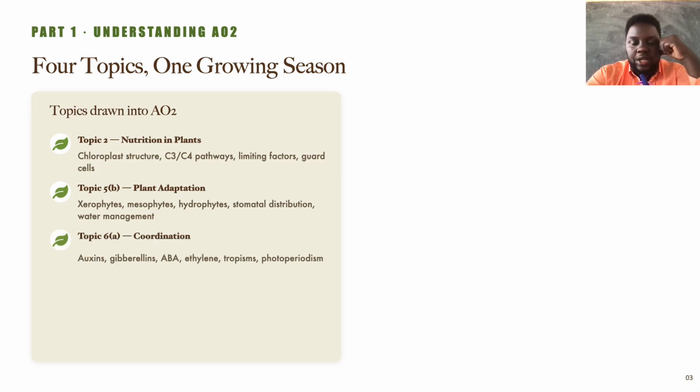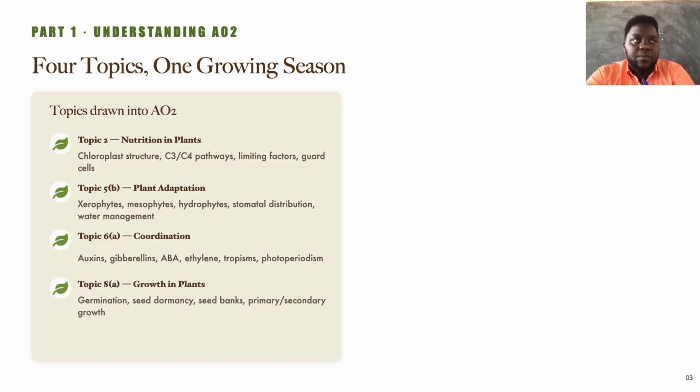Topic 6 is about coordination. And specifically in plants, coordination means hormones, auxins, gibberellins, abscisic acid, usually what we call ABA, and another hormone called ethylene, plus behavioral responses like tropisms, which are directional growth responses, like plants bending towards light, and photoperiodism, which is how plants respond to day length, and particularly around flowering. It's very important to talk about that. The 4th topic is growth in plants, which is germination, seed dormancy, how we can utilize seed banks for agricultural planning, and the distinction between primary and secondary growth.